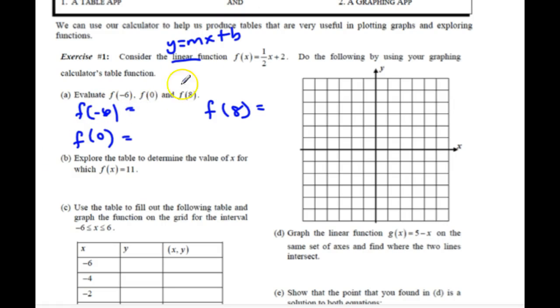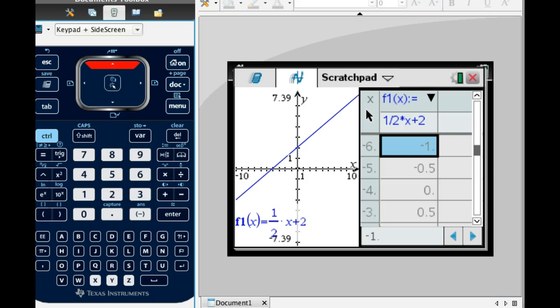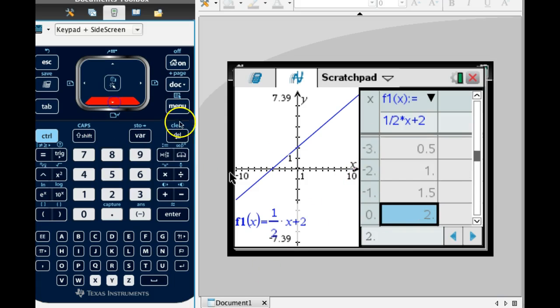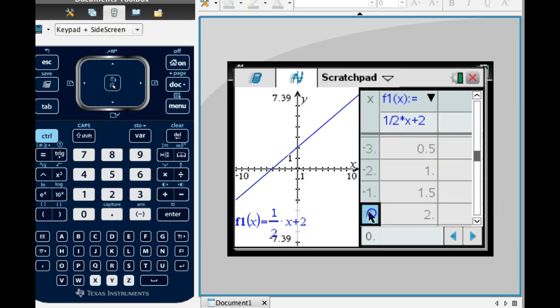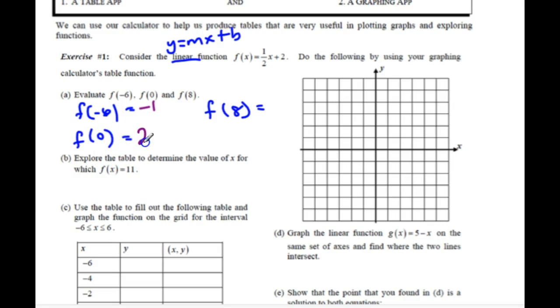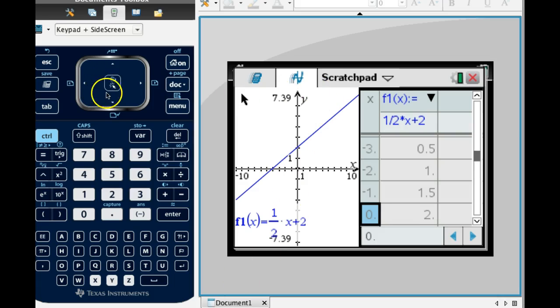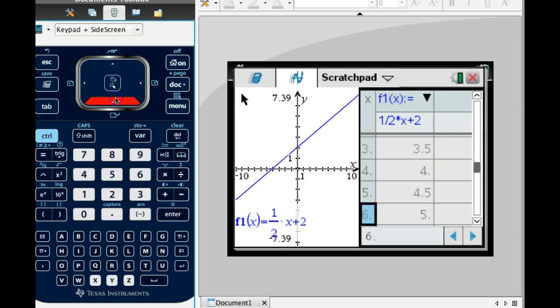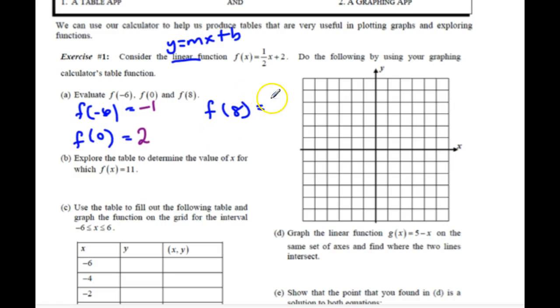So this becomes negative 1. I want to find what's 0. Now use the down arrow. When x is 0, you can see right here, y is positive 2. And then the last one says f of 8. Go all the way down, and we see that when x is 8, y is 6.